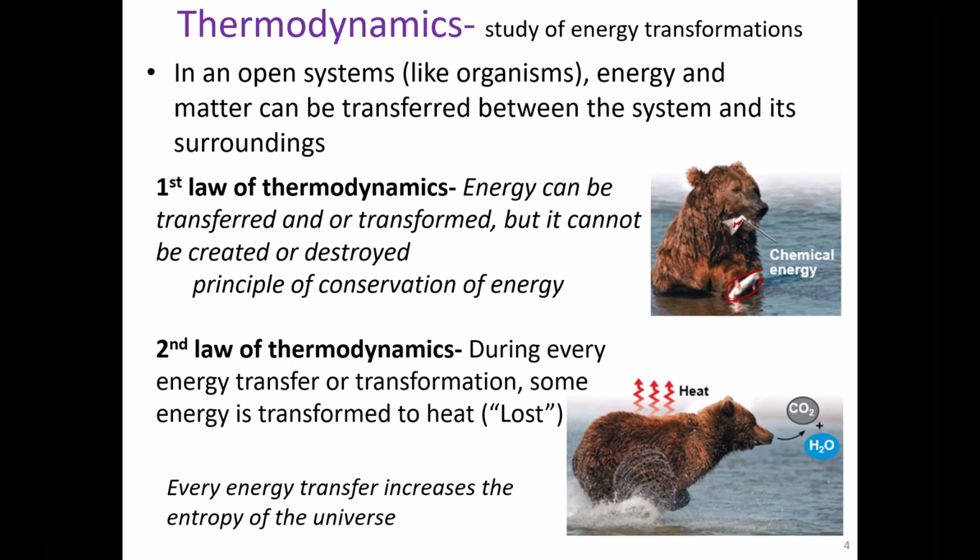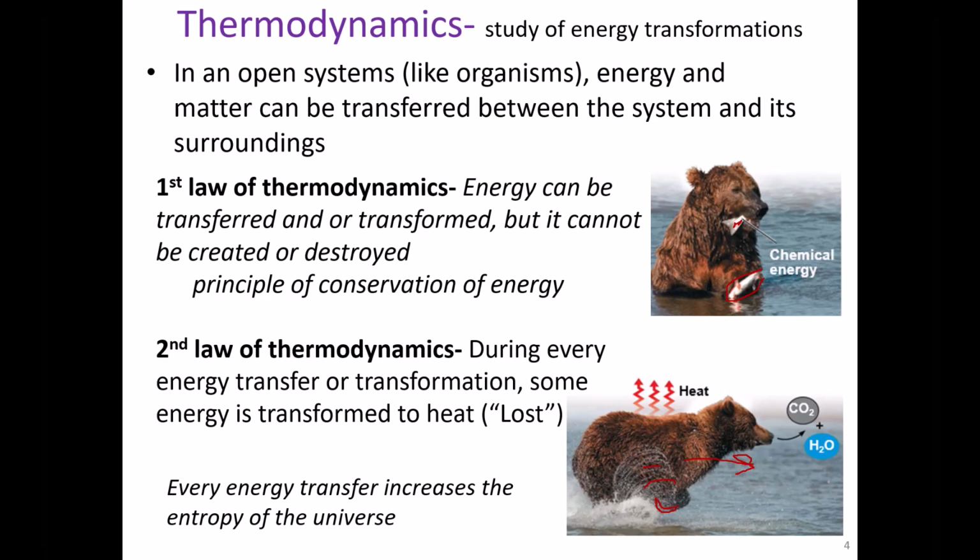The second law of thermodynamics says that during every energy transfer or transformation, some of the energy is transformed to heat. So it's not truly lost, but it's lost from the organism to the environment. So every energy transfer actually increases the entropy of the universe. In this picture here, the bear is taking its stored chemical energy, which is a form of potential energy, and it's running. Like, look at how fast that bear is probably going. Like, the water's splashing up everywhere, right? That bear is moving.